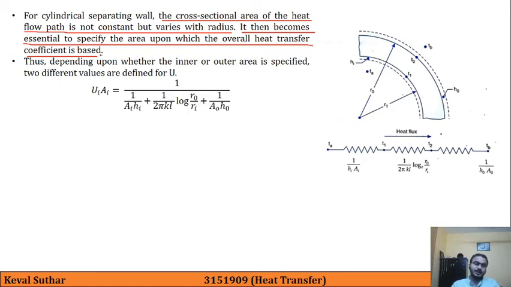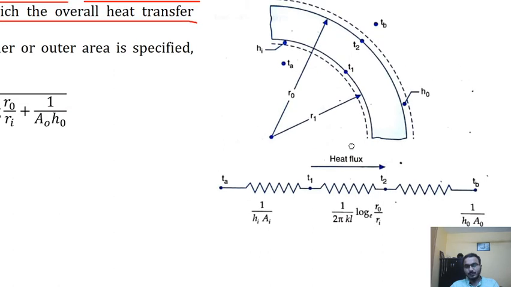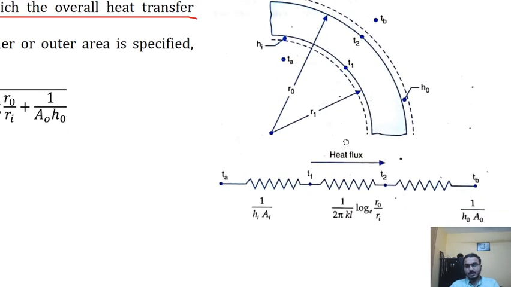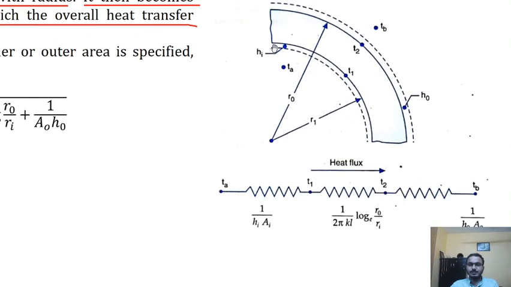So if we define it based on the inner area, let's first focus on this figure. Even though we have already seen this, it will be a form of revision for you. Here the inner radius is Ri, the outer radius is Ro, the temperature of the inner fluid is Ta, and the temperature of the outer fluid is Tb. There are two convection films which are created, one with inner heat transfer coefficient Hi and the second with outer heat transfer coefficient HO.